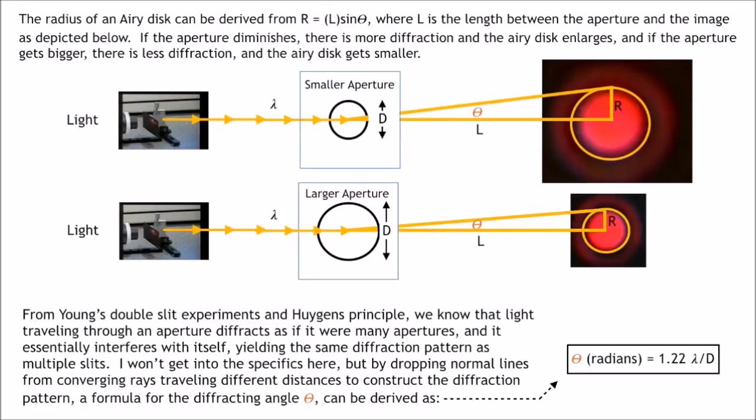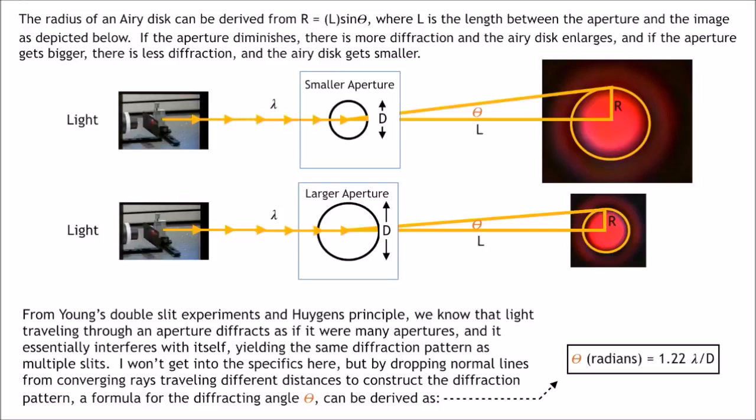So the radius of an Airy disc can be derived from r, the radius, equal to L, the length of the light after the aperture diffracts it and before it hits the detector, times the sine of theta, or that angle. Where L is, again, that length between the aperture and the image as depicted. So if the aperture diminishes, there is more diffraction and the Airy disc enlarges. That's just how light works.